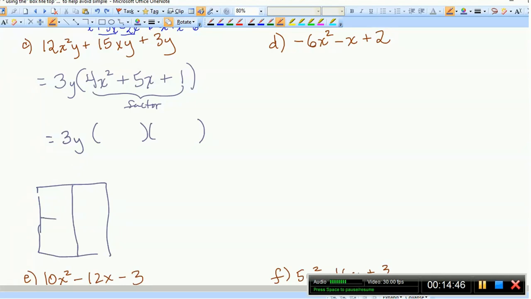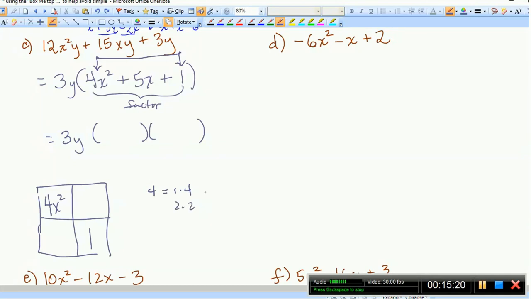You don't have to draw a perfect box, you guys. You just have to draw something that you can work with. So we want that first term and the last term, first box and last box: 4x squared and positive 1. Now let's look for factors. There's the AC method. 4 times 1 is 4. So what are factors of 4 that would combine to give me 5? That should be fairly easy. For 4, we have 1 times 4, 2 times 2.